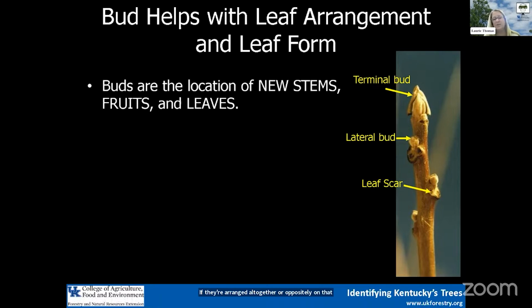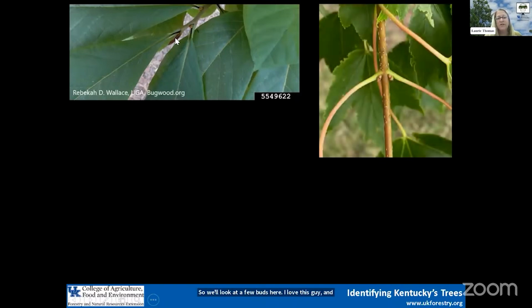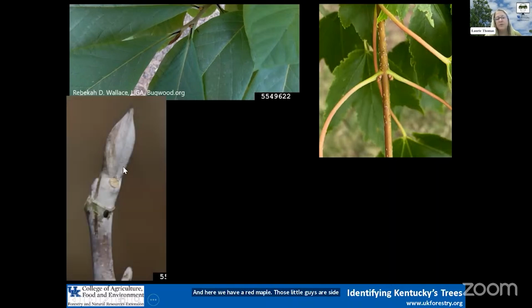And basically the buds are just the location of the new stems, fruits, and leaves. So we'll look at a few buds here. I love this guy. It looks like a moth antenna, dark and feathery, on our pawpaw. And here we have a red maple. Those little guys are side by side. This one's great, the duck bill.